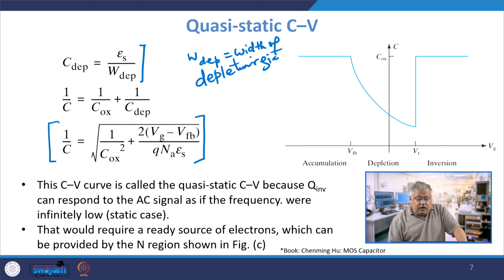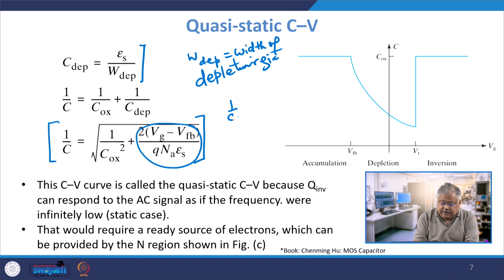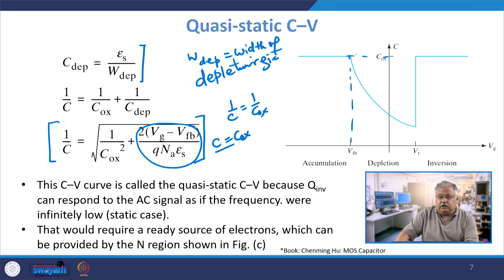And therefore, if my gate voltage is very different from my flat band voltage, then my 1 by C actually becomes smaller and smaller, which effectively means that C becomes larger and larger. At flat band, understand, Vg equals VFB. When Vg equals VFB, this term goes to 0, and therefore 1 by C equals 1 by C ox. You see, when you plot C versus V at VFB, the capacitance equals C ox, and this is the quasi-static CV which we are drawing, right?